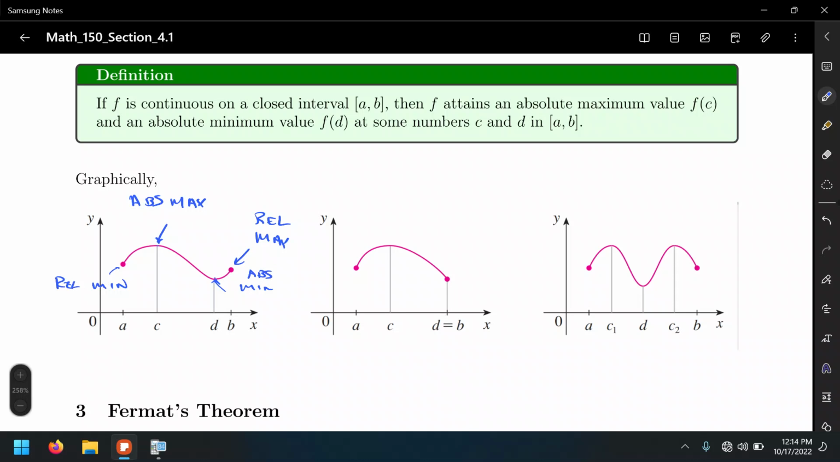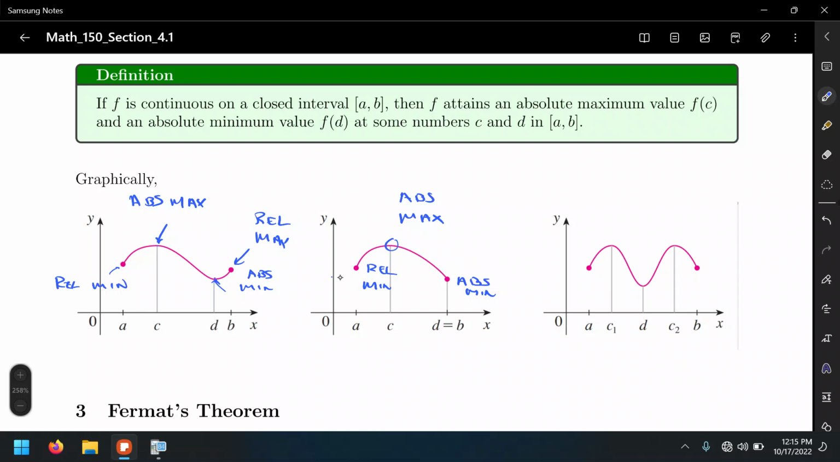Let's look at another graph and determine whether, in this case, this is a max. And actually, it's only one maximum point, so that's simply the absolute max. Over here we have the relative min, and this is the absolute min.